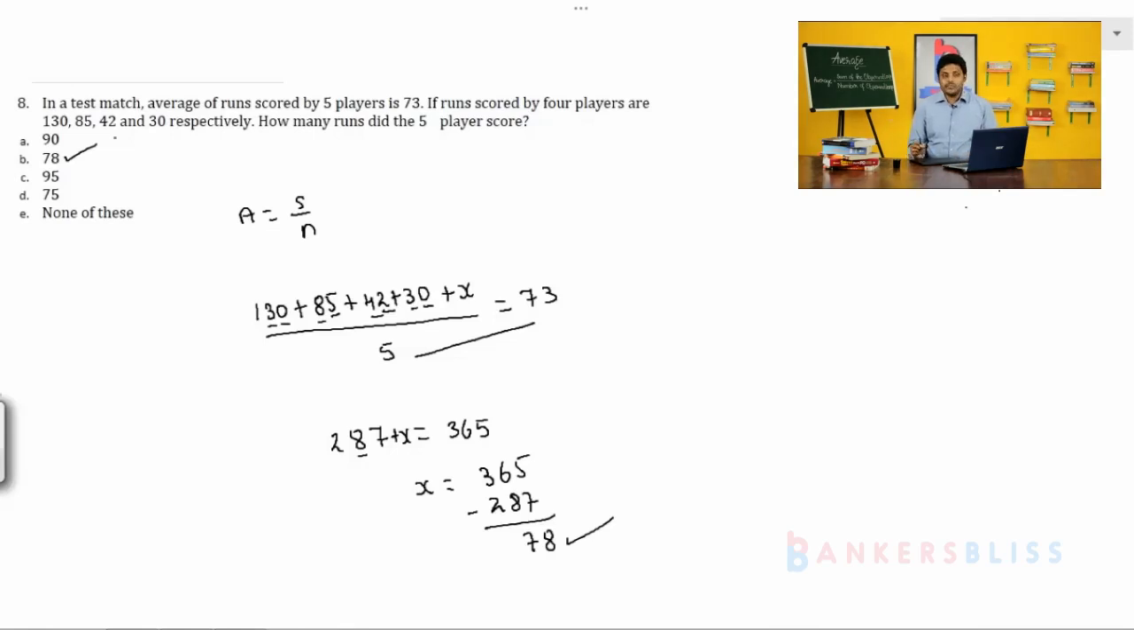Okay. So very simple thing: you add and you multiply 73 into 5, you are going to get the total value 365. In that total value 365, if you subtract 287, you are going to get the 5th player's score, that is 78. So option B is the right answer.